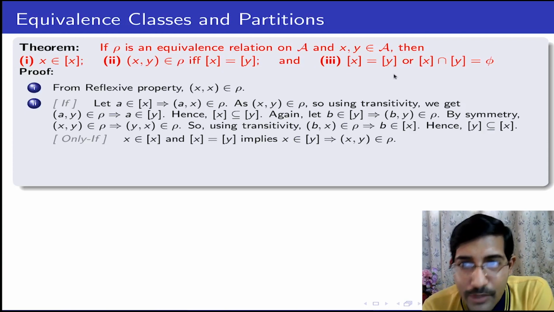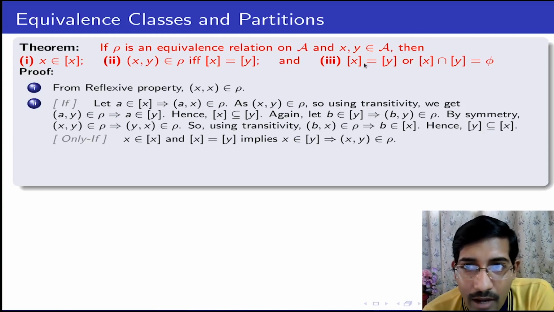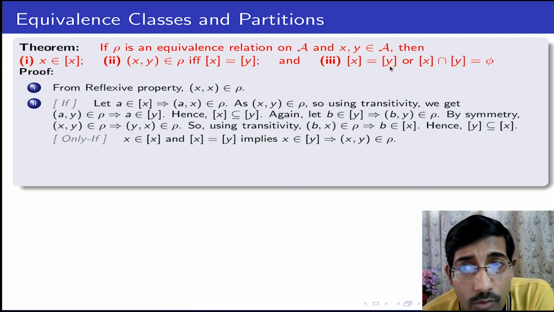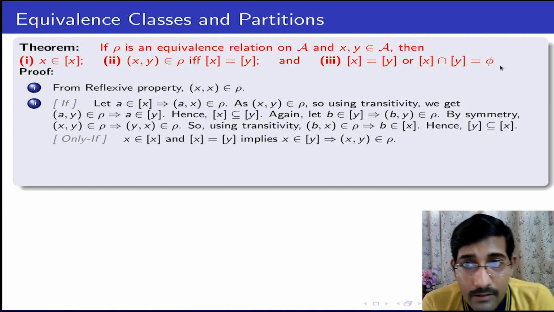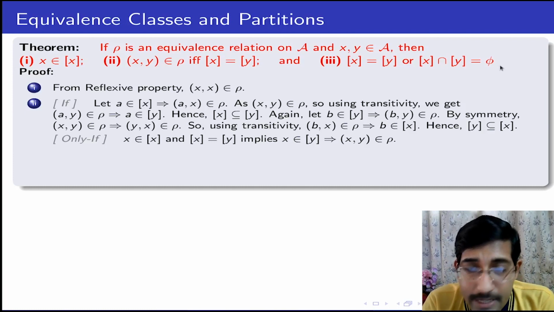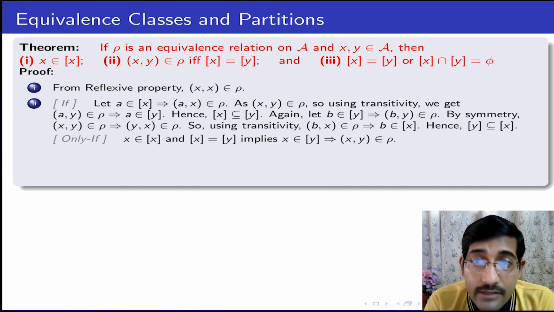The third one is the most interesting one. I would say that this class x is either fully equal to class y, or these two classes are mutually disjoint. You have seen an example in the previous slide, where the class with remainder 0 is disjoint from the class with remainder 1, and so on. Now let us try to prove it.